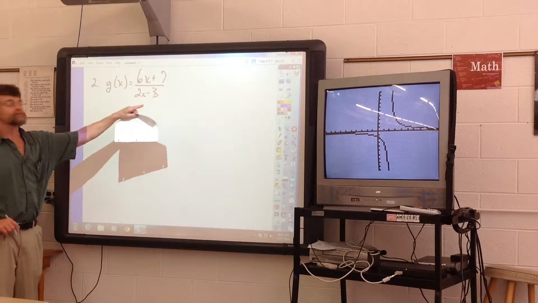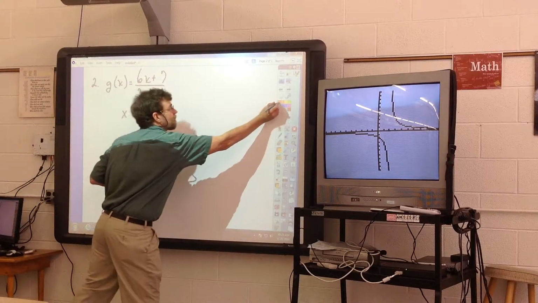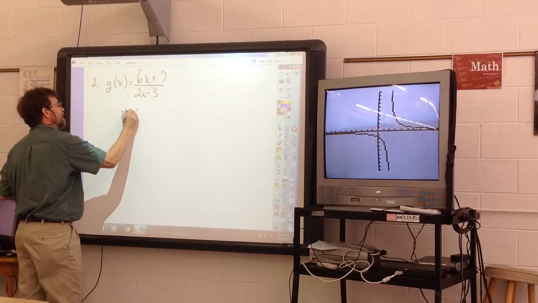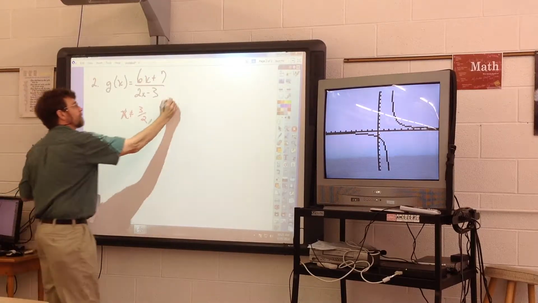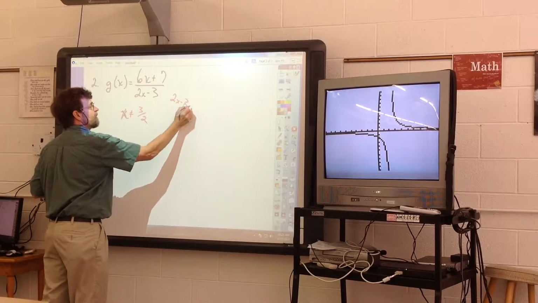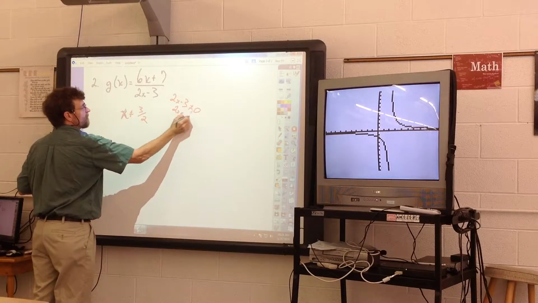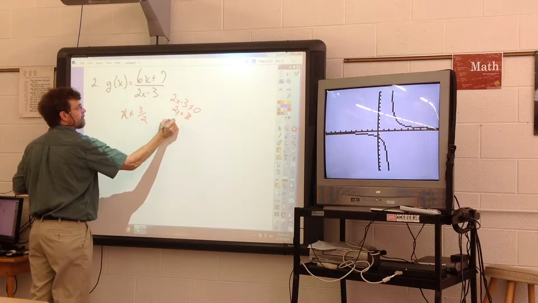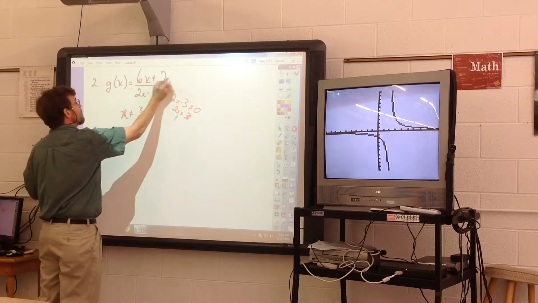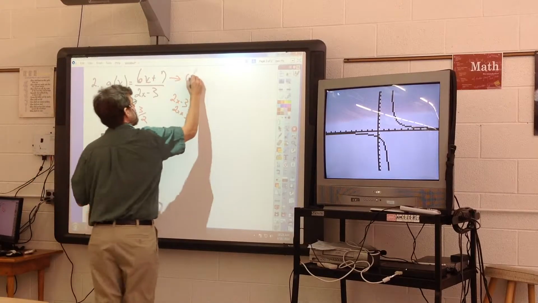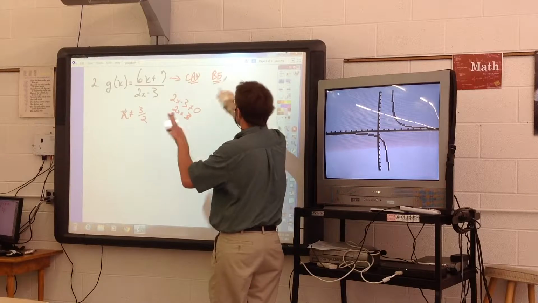It'd be 3 over 2. Okay, right. So x cannot equal 3 over 2 because 2x minus 3 does not equal 0. 2x does not equal 3, so x does not equal 3 over 2. Now, this we could care less. This can be 0. So we ignore the numerator.